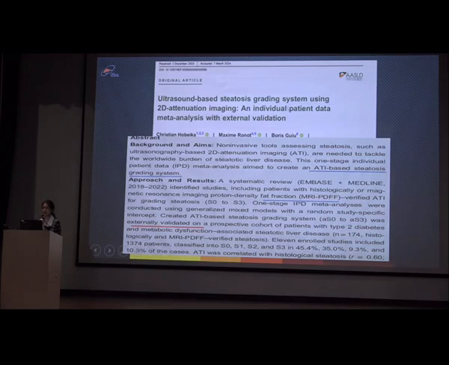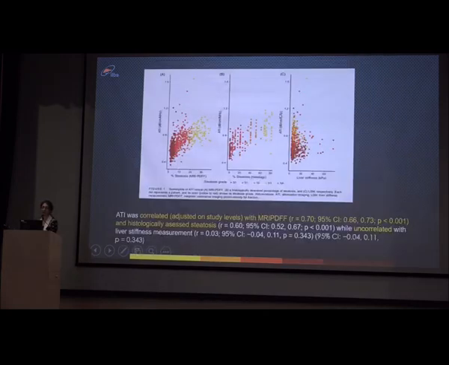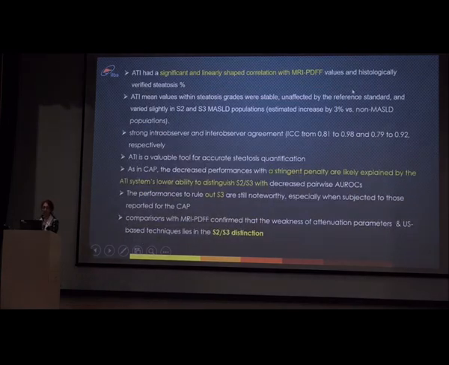So this ASLD group came up with this paper in 2023 where they're using steatosis index and 2D attenuation imaging, and they've used a meta-analysis with external validation. So these are the correlation with MR-PDFF and histology, and it's correlating well with that, but it is not correlating with liver stiffness measurements. So fibrosis is definitely a confounding factor here.